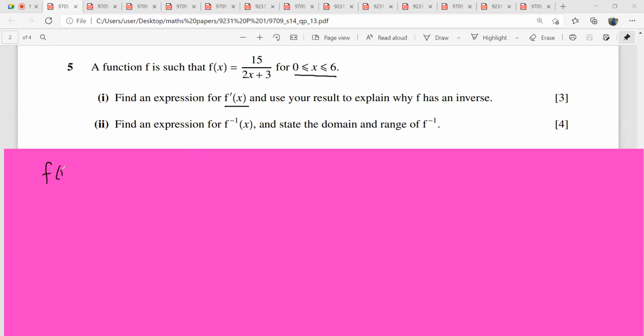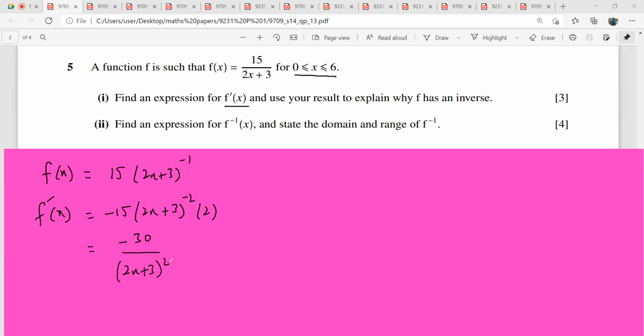So I'll write it first of all 15 into 2x plus 3 raised to power minus 1 so that I can differentiate it. And now I can differentiate this. So I'll be writing it as f dash of x. This is 15 into minus 1, that is minus 15. Then you have 2x plus 3 raised to power minus 2 times this 2. That is the derivative of 2x plus 3. So this is minus 30 over 2x plus 3 whole square. That is your derivative f dash of x.